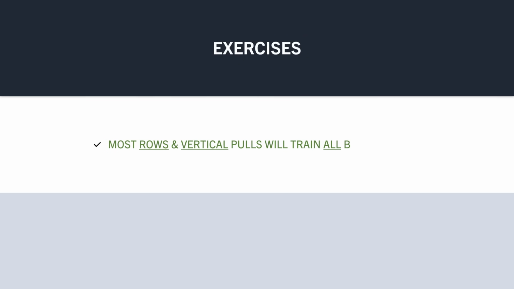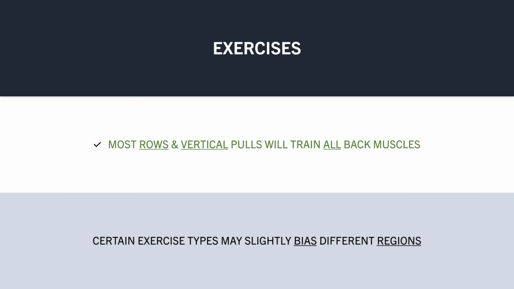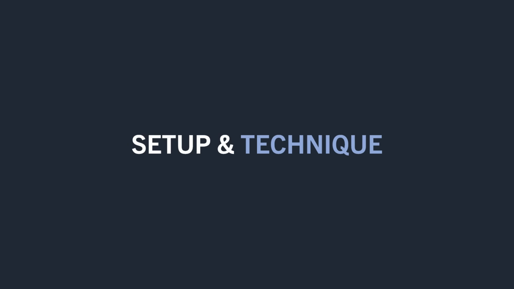As mentioned, pretty much any row or vertical pull variation will train the upper back, lats, and spinal erectors to some extent. It is more so that these exercise categories can bias certain regions of the back over others. Next, let's move on to some exercise setup and technique considerations to maximize back development.